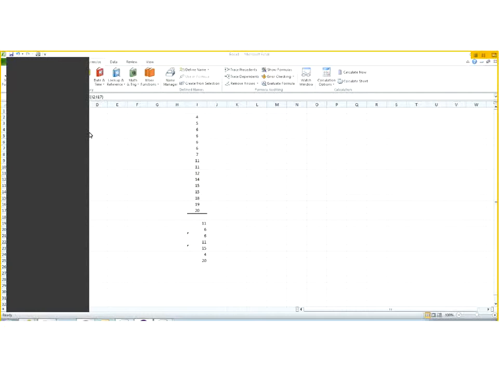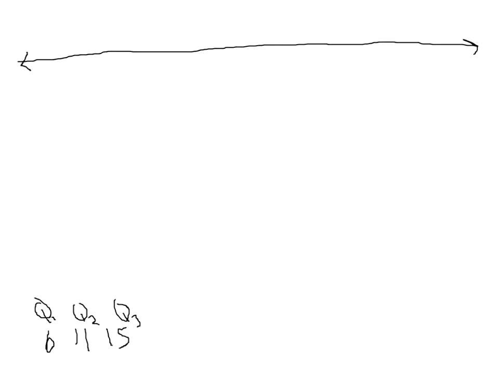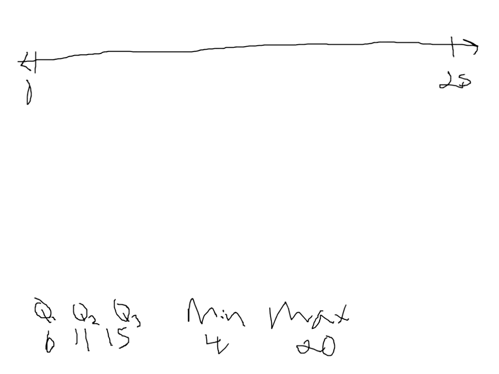So I want to go back to that. So my min was 4, my max was 20. So as I'm doing this, I need a number line that's going to go from probably about 0 to 25. And it's about 20, 15, 10, and 5 here.